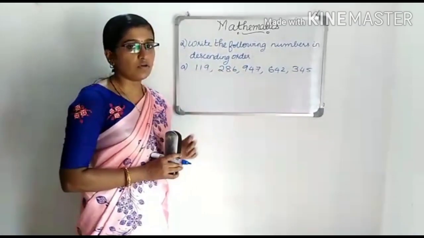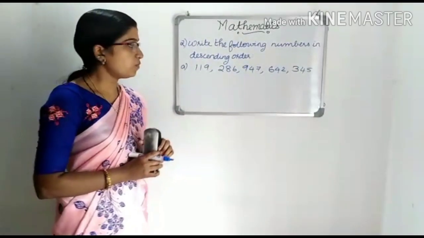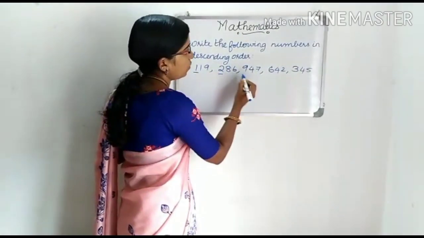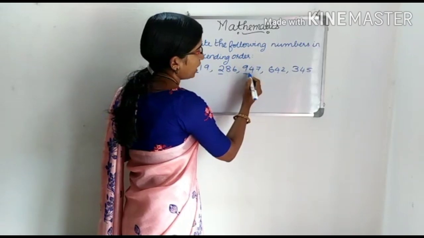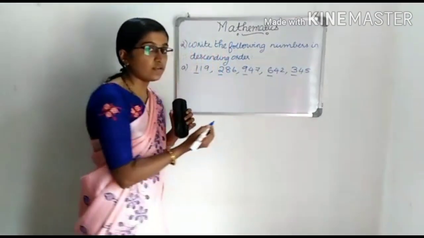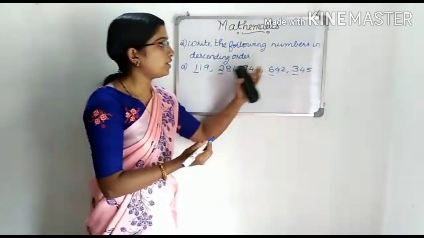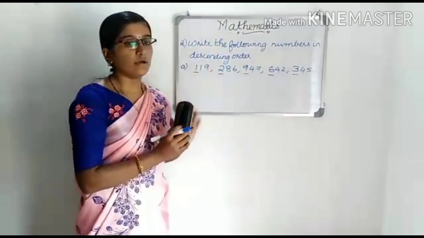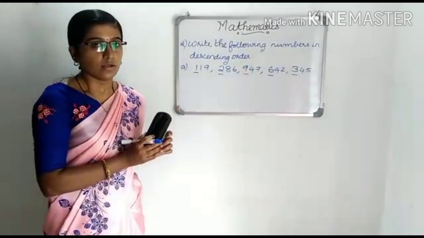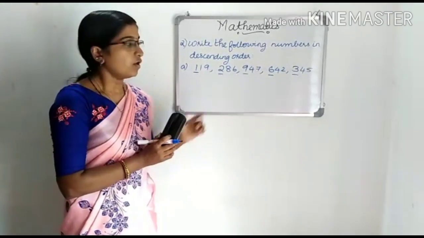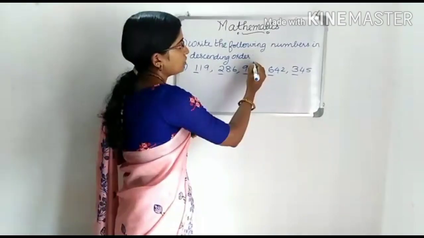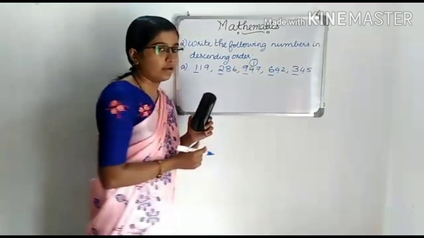To compare the numbers, first we should check the hundreds place. In 190, it is 1, in 286, 2, in 947, it is 9, in 642, it is 6, and in 345, it is 3. Out of these 5 digits, we should compare which is the biggest digit. So out of these digits, 9 is the biggest digit, isn't it? So the number 947 is the biggest number. So the first number is 947.